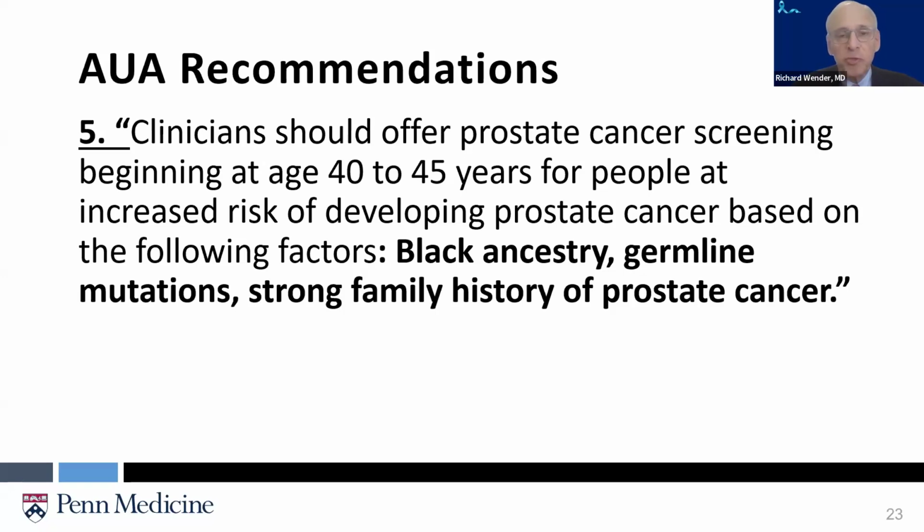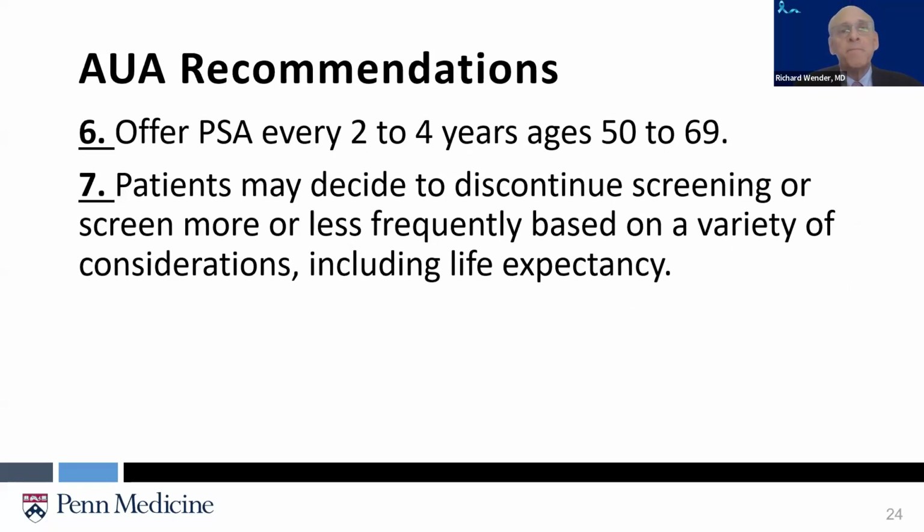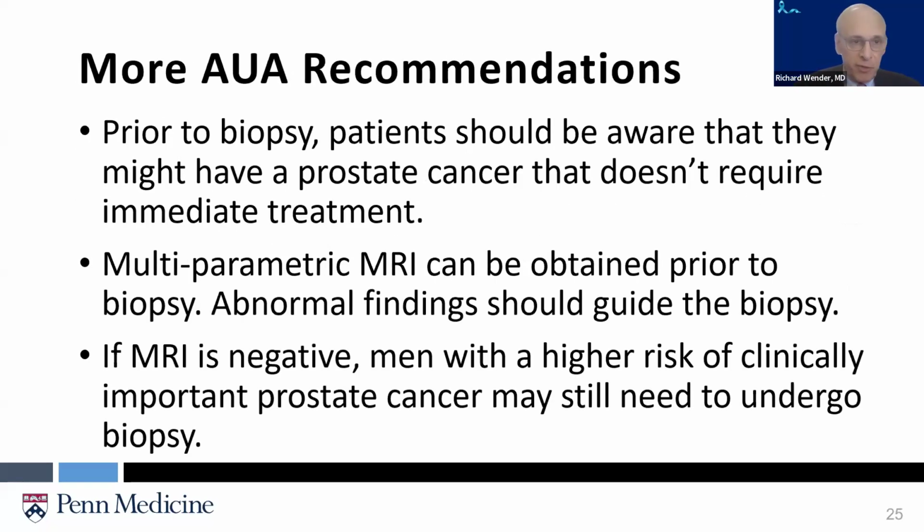For men at high risk, Black ancestry, germline mutation, strong family history, they recommended starting at 40 to 45. They recommended every 2 to 4 years, interestingly, in 50 to 69. Probably depends on how high that initial test was. And then patients may decide to discontinue screening or screen more or less frequently as their life situations change.